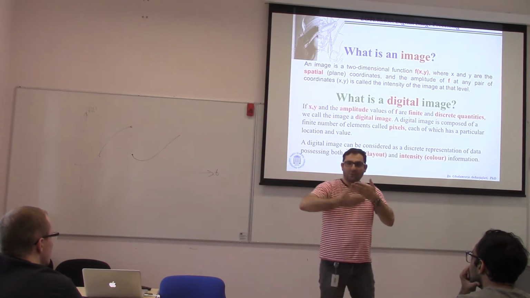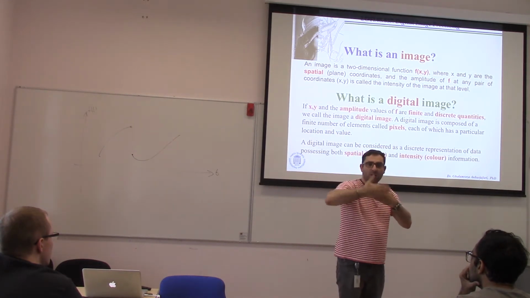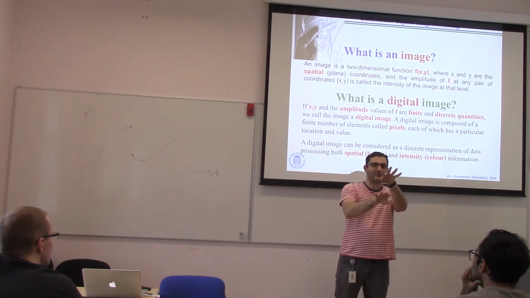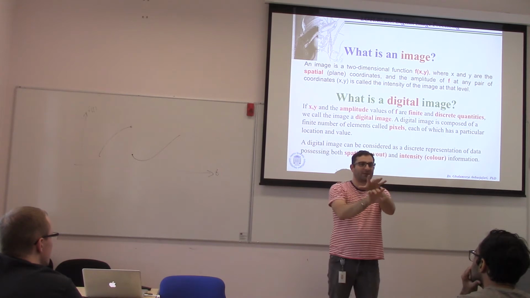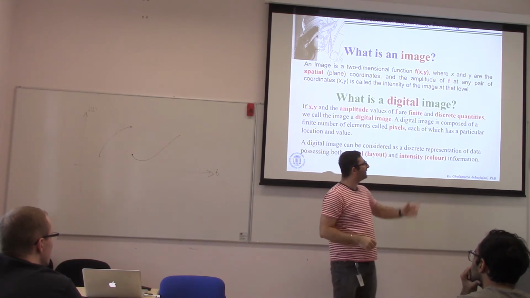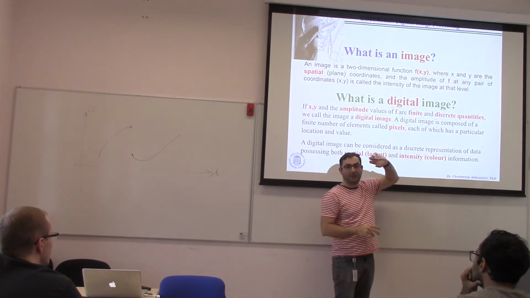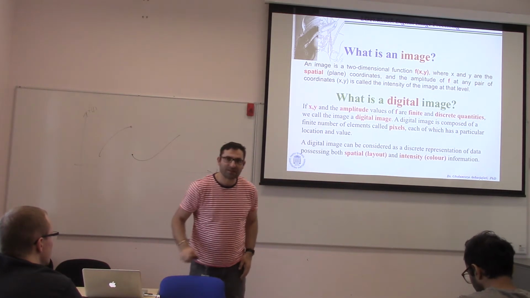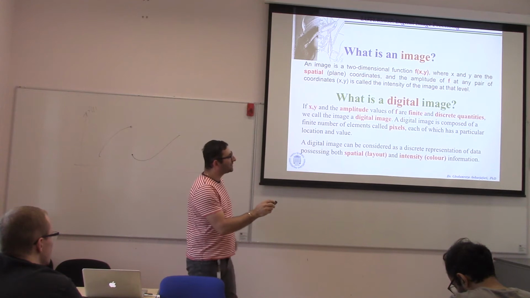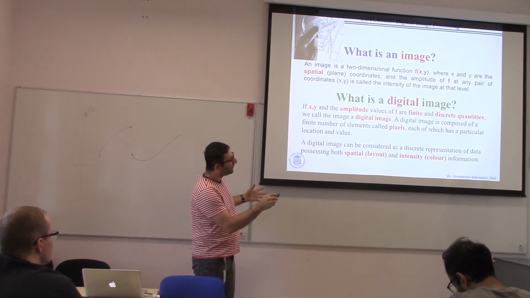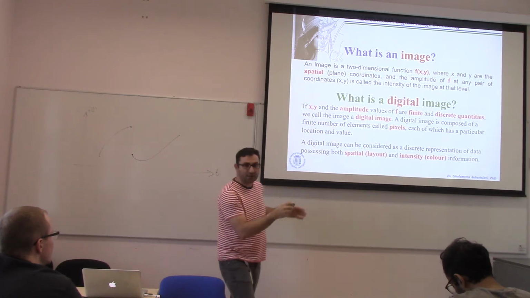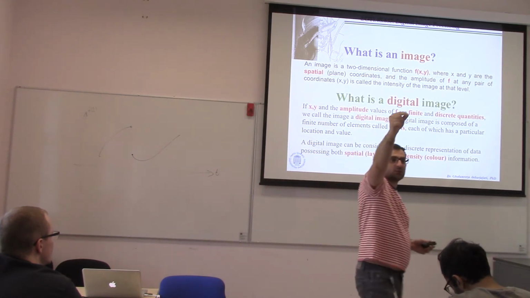So if your magnitude is also quantized and you can have only some specific values, and your locations are sampled so that you have fixed or discrete values, then we say that function is a digital function, or in other words, that image is a digital image. In other words, they are digital if the amplitude is finite. We have values between 0 and 255.